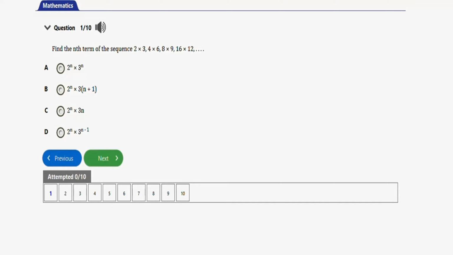So let's begin with this question where it says find the nth term of the sequence. So this is a sequence: 2 times 3, 4 times 6, 8 times 9, 16 times 12.